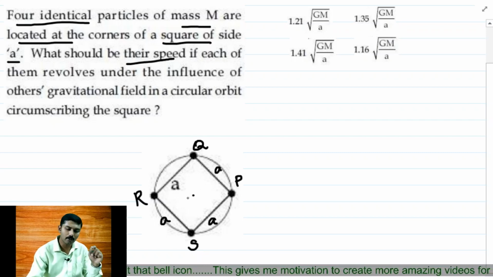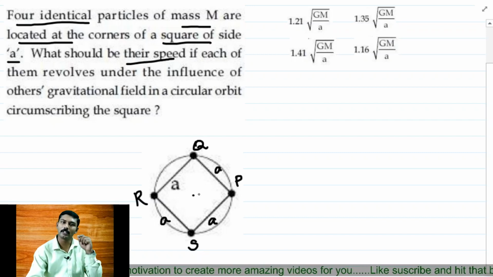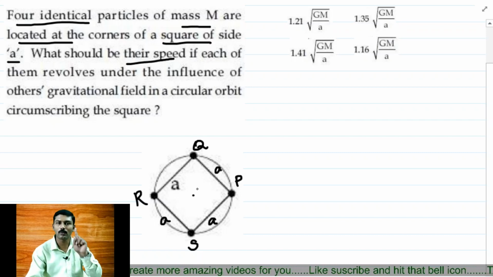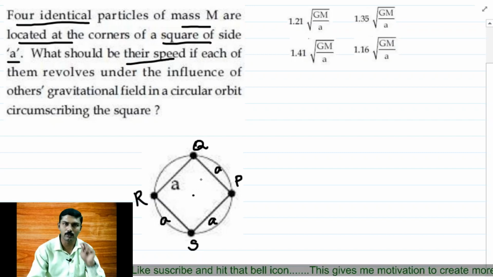And since all four masses are the same, we can say that one mass is rotating around the circle due to the contribution of the force created by the other three masses. So we just have to concentrate on one of the masses and calculate the total force acting on it, and then equate it with the centripetal force acting on that mass. That is what we have to do.